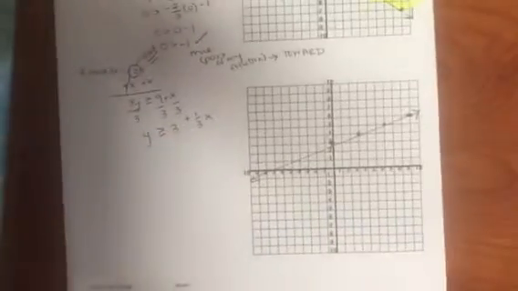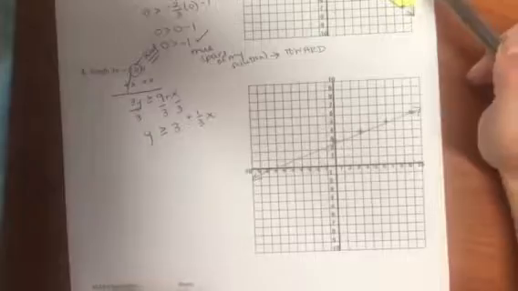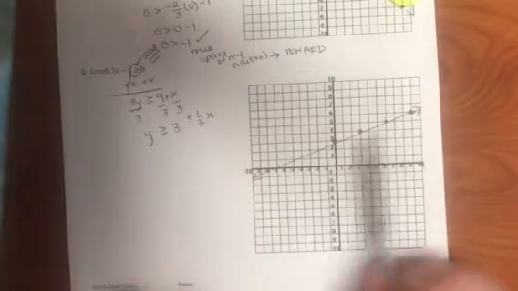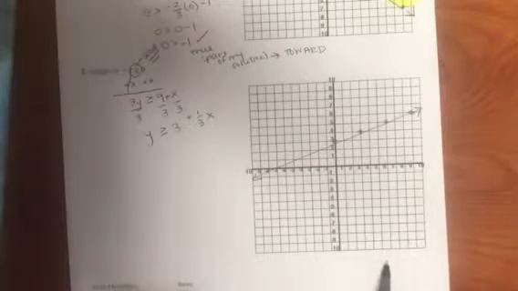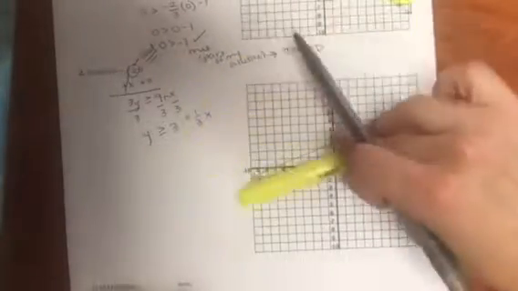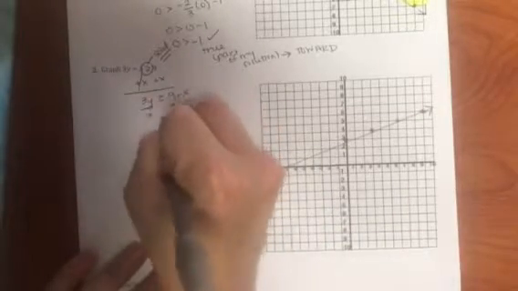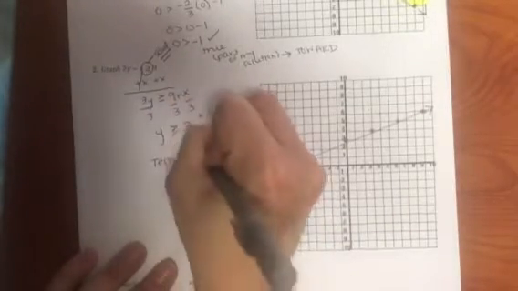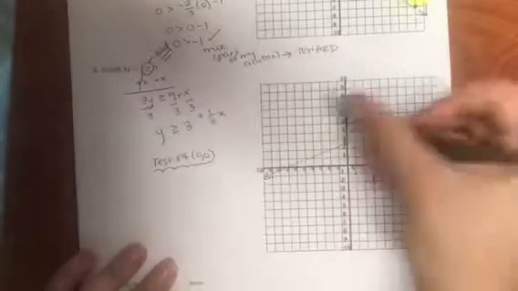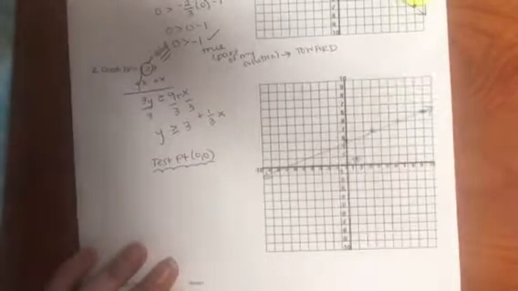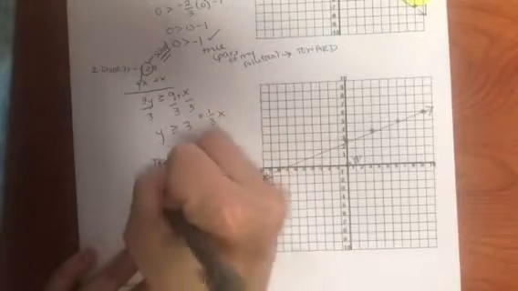But I'm not done because I still need to do the same thing with my test point to figure out if I'm gonna shade up and away from 0, 0 or down and toward 0, 0 in this case. It's always on either side of my line that I shade. So I use my test point, which is right here, which I label so it's easier to shade later. And I do 3y minus x greater than or equal to 9.